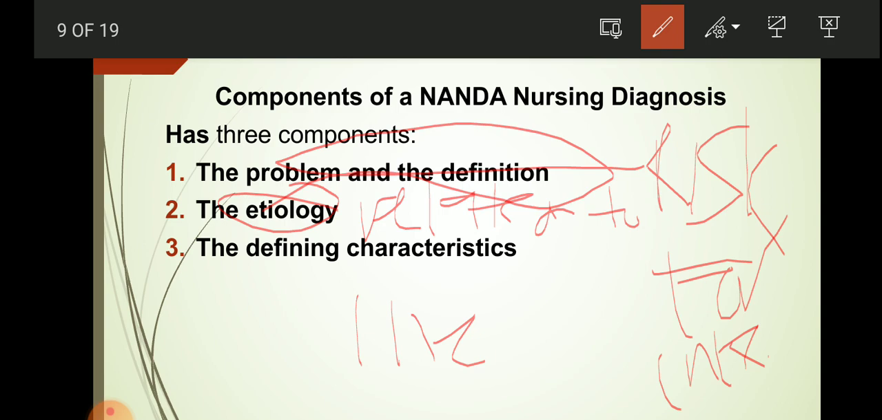But that's related to, it should coincide with your assessment. So, don't just put related to increased mucus secretion, but in your assessment you didn't put the presence of secretion, or that there is something you can hear in his breathing pattern, like there's phlegm, right? Not like that. Whatever you put in the related to of the etiology should coincide with your assessment. Okay? The third one is the defining characteristics. So let's discuss it one by one.